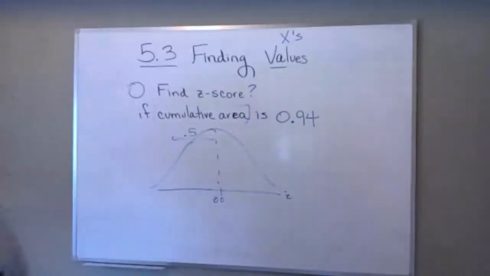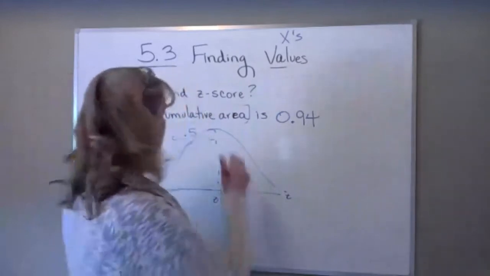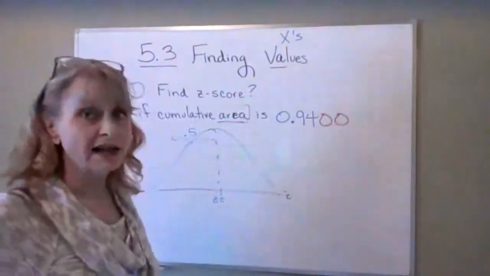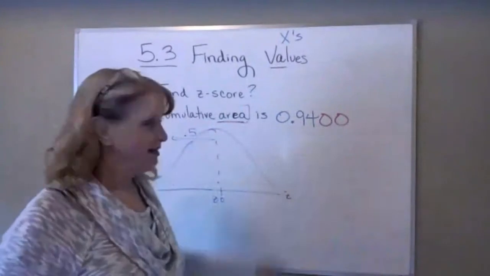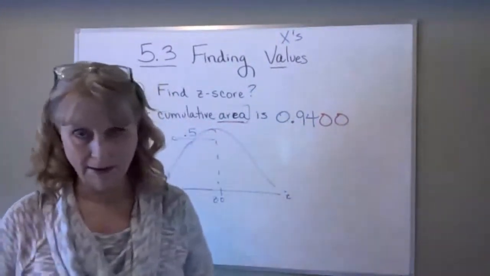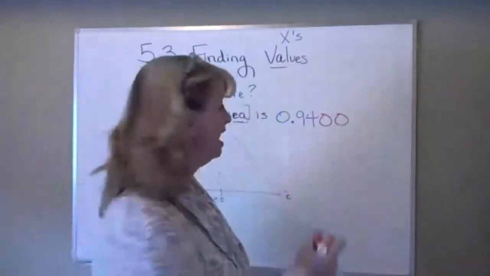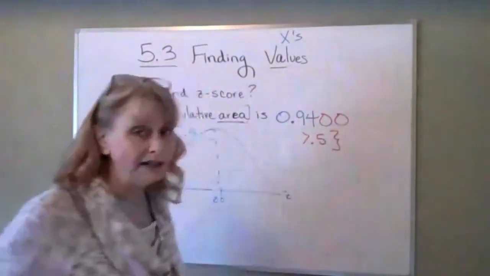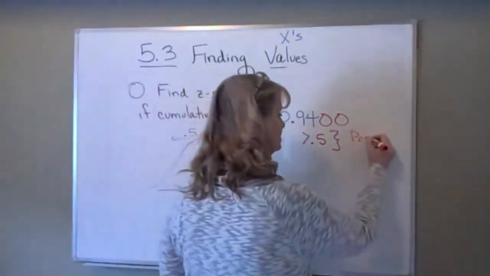So that means what I want to do is make that look like the areas in the table, because this is an area. So we'll put 2 zeros. So really what they're saying is that the area to the left is 0.9400. And that's the number we're looking for in the body of the table. Okay, so now, since that is bigger than 0.5, right? 0.9 is bigger than a half. And this tells us that this is a positive z-score.